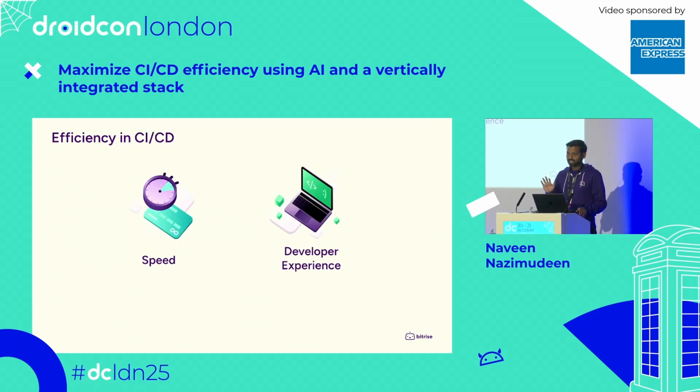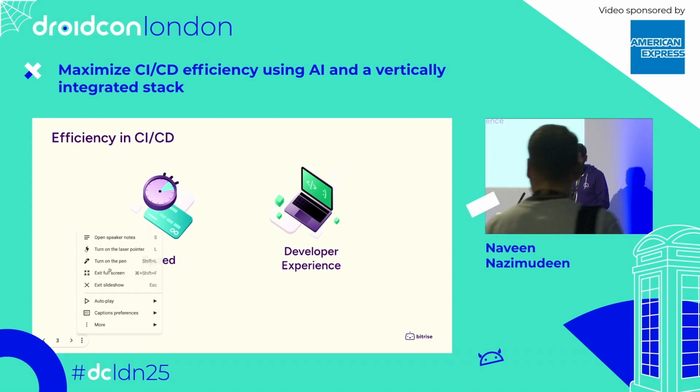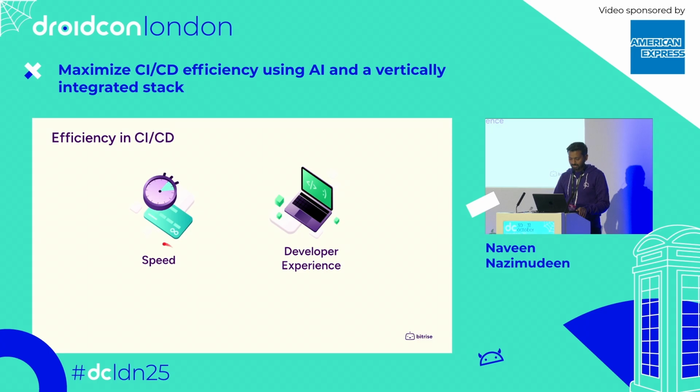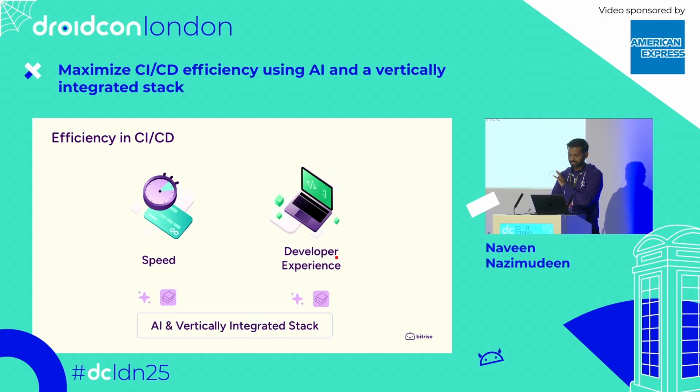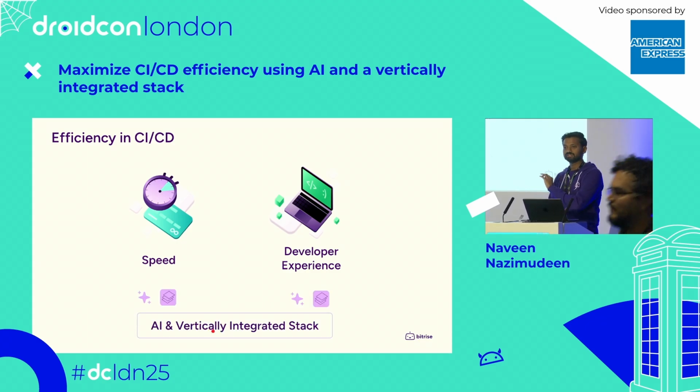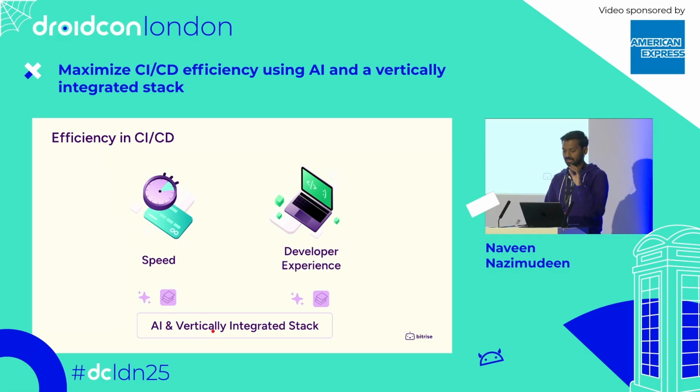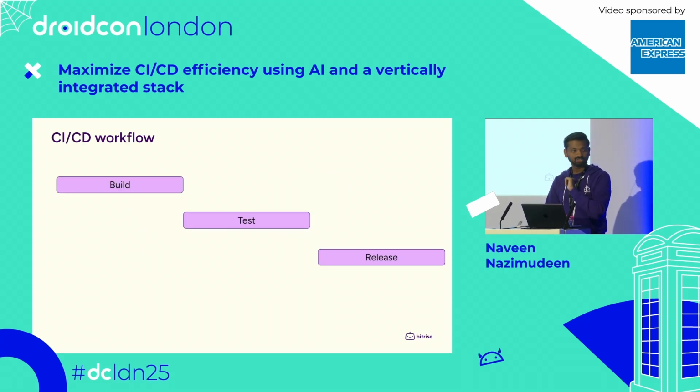So we're looking at efficiency in CI/CD. In my experience, that boils down to two things: speed and developer experience. And today, we're going to see how AI and a vertically integrated stack can make these better. They're actually interdependent. They're not independent. We'll see that too.